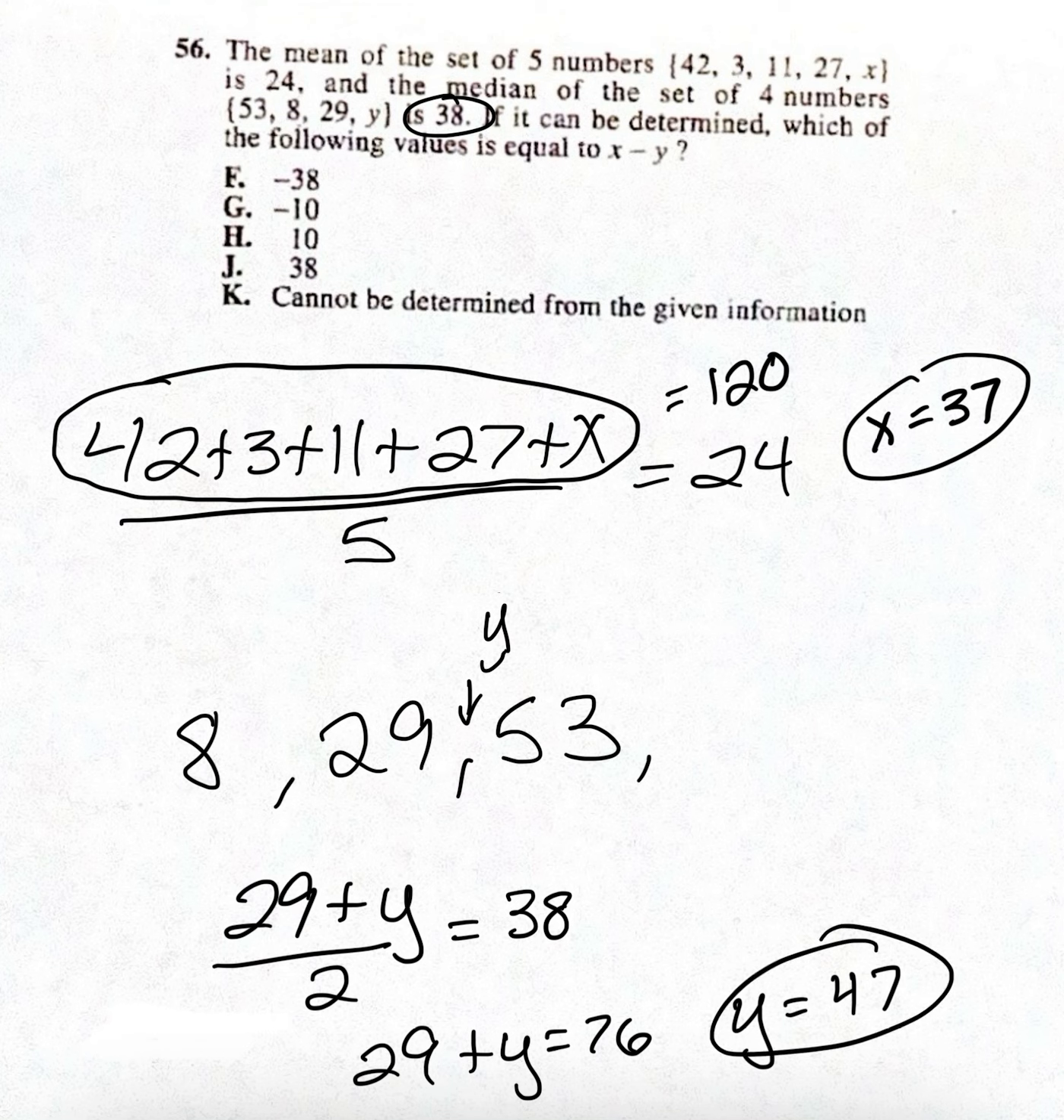So now that I know what x equals and I know what y equals, now I have to determine what x minus y equals. 37 minus 47 is going to equal negative 10. I see that positive 10 is an answer choice, so don't choose incorrectly. Make sure to choose the correct answer, G, negative 10.